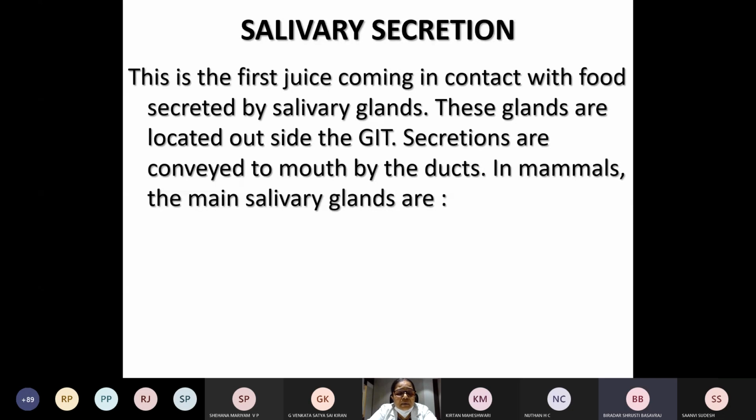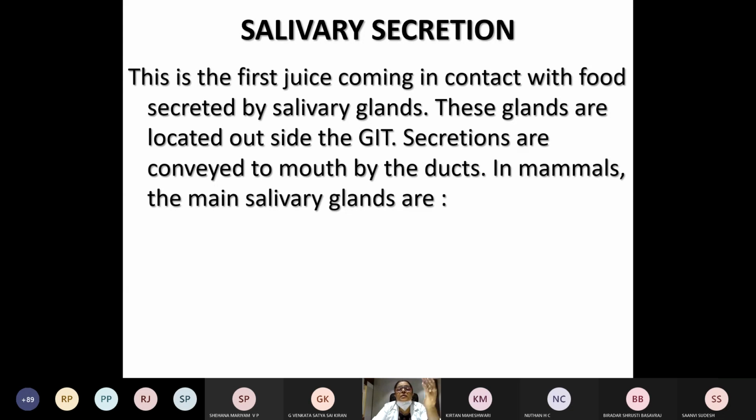Salivary secretion is one of the important topics in GIT. I will start first with the salivary glands and tell you about them in detail. Then I will go on to the functions.